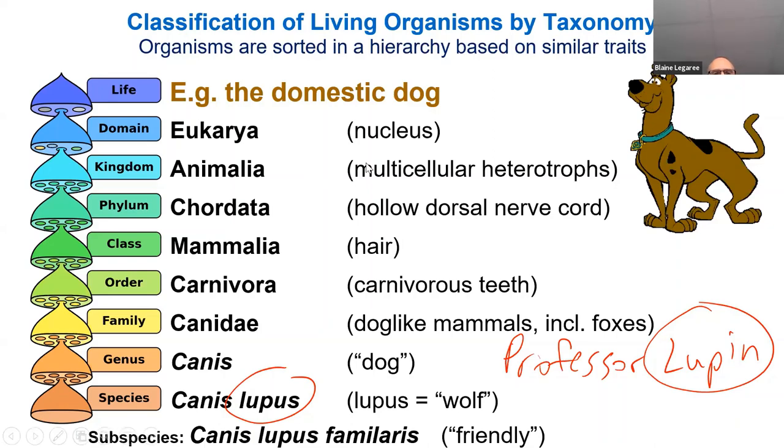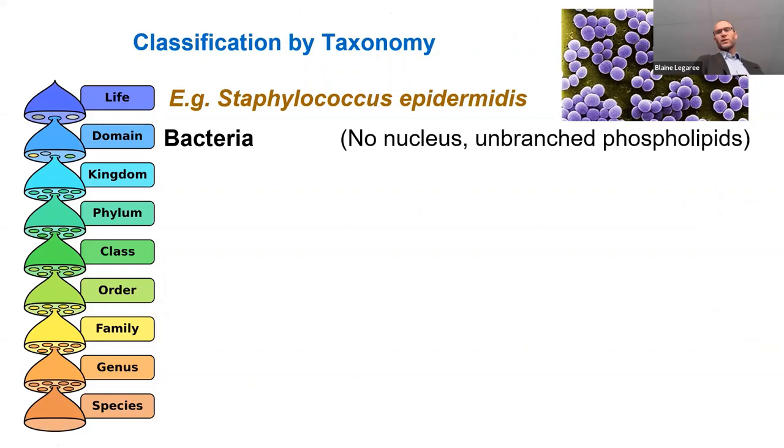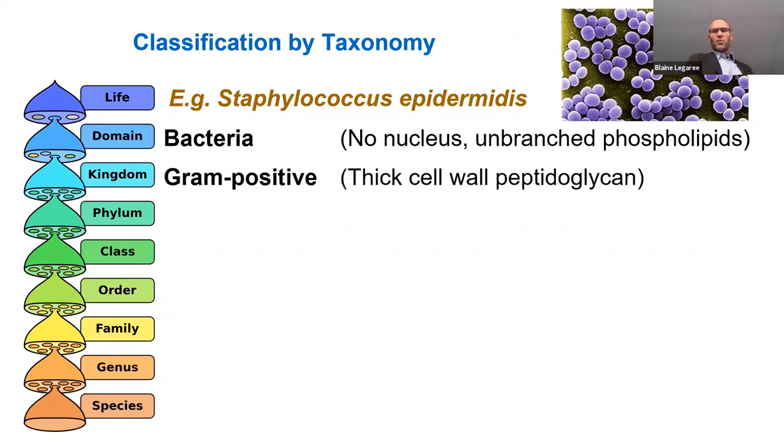Okay, I do have another example here I'm going to share with you. So we're going to go somewhere entirely different, and I want to give an example of a bacterium. So this is totally different right from the beginning. This is a different domain, right? So remember, we were eukaryotes, we had a nucleus. Well, what's different about bacteria? They have no nucleus. And they also have a certain type of phospholipid that is different from the archaea. So kingdom, gram-positive. I haven't talked about what this means, but we will talk a lot about gram-positives. It means they have a thick cell wall.